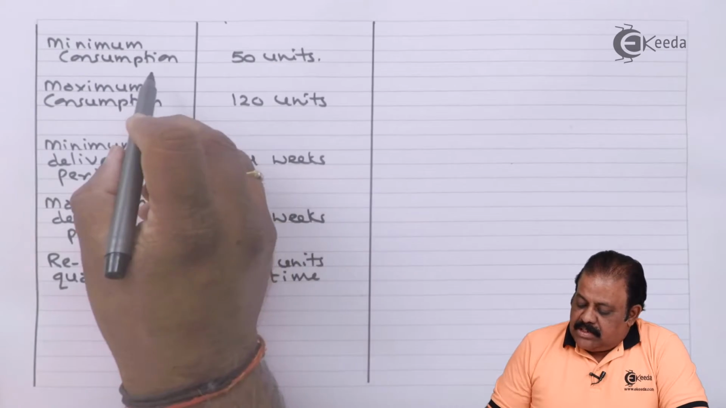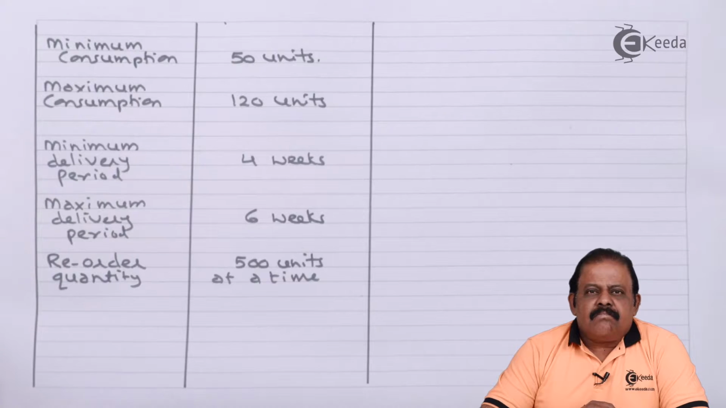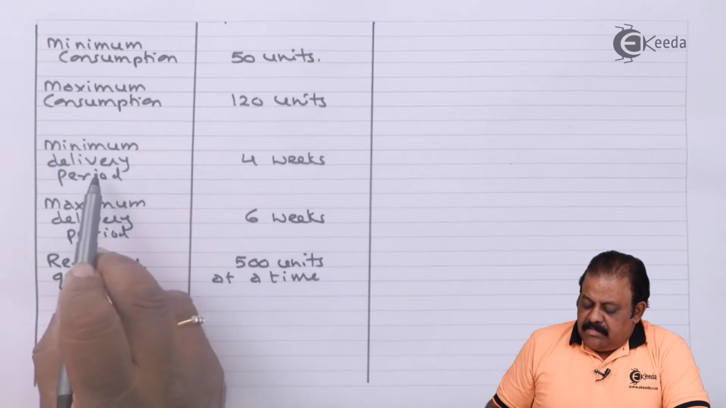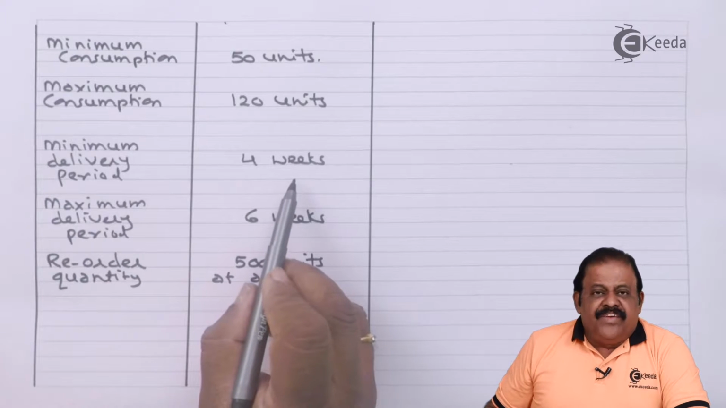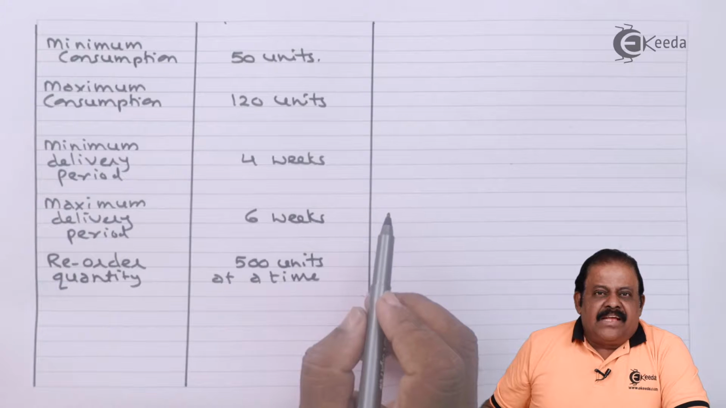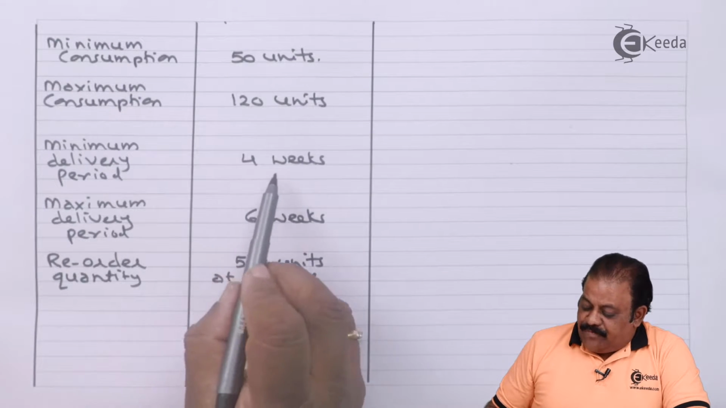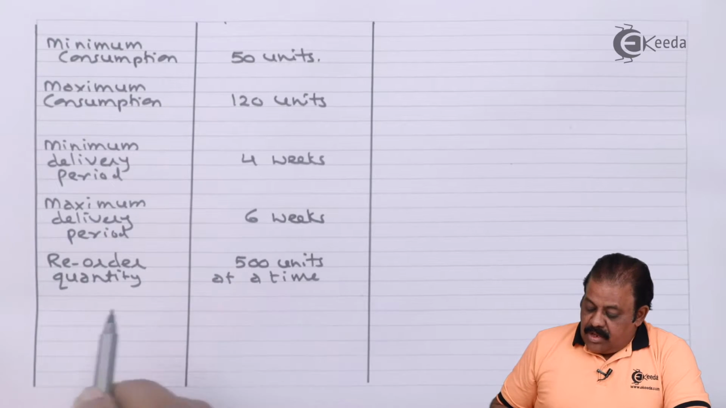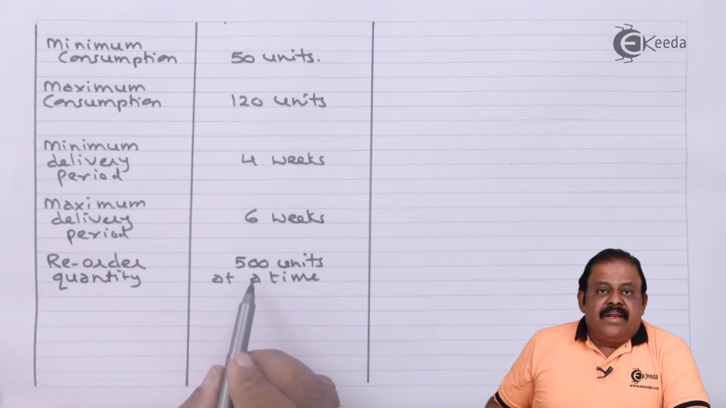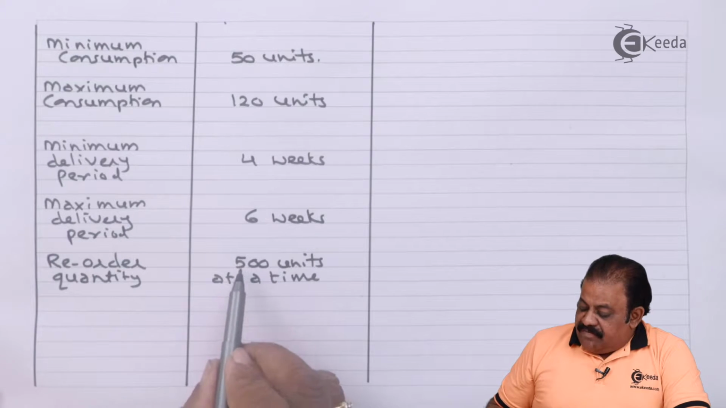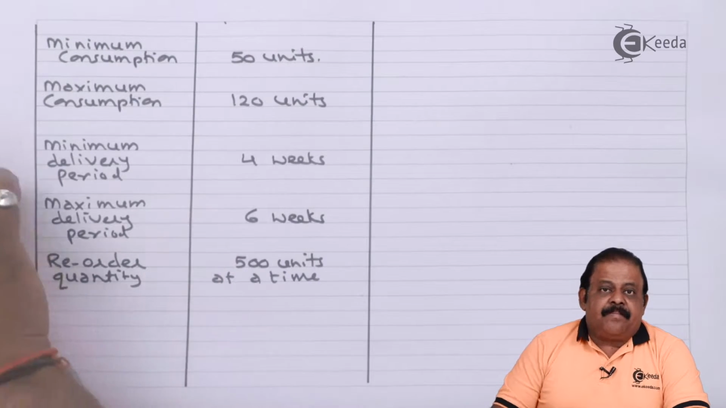We got minimum consumption 50 units, maximum consumption 120 units, minimum delivery period required is 4 weeks. That means once we place an order, supplier supplies the product taking minimum period of 4 weeks, maximum delivery period is 6 weeks. Reorder quantity, whenever we are ordering, we are required to order in terms of 500 units at a time.